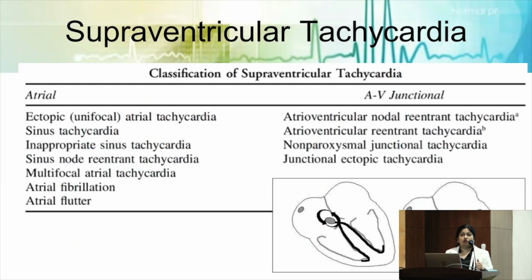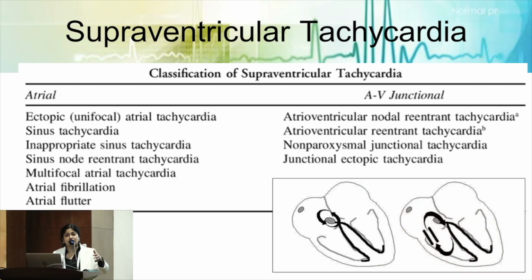So, what do you understand by supraventricular tachycardia? Supraventricular tachycardia is when the impulse is arising above the His-Purkinje fibers. It can be atrial or it can be AV junctional. Atrial, like your sinus tachycardia, atrial flutter, atrial fibrillation, multifocal atrial tachycardia. AV junctional being AV nodal reentry tachycardia and atrioventricular reentry tachycardia. The difference is the location of the accessory pathway. If it is within your AV node, then it is AV nodal reentry tachycardia. Or if it's outside the AV node, commonest being the bundle of Kent, it is atrioventricular reentry tachycardia.